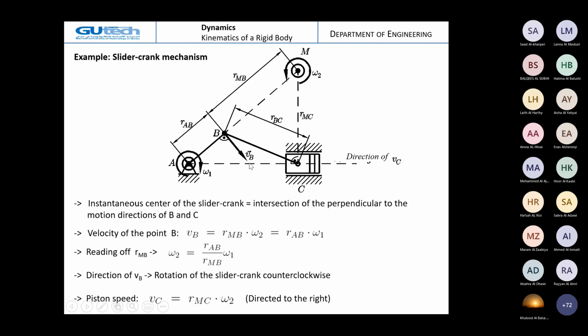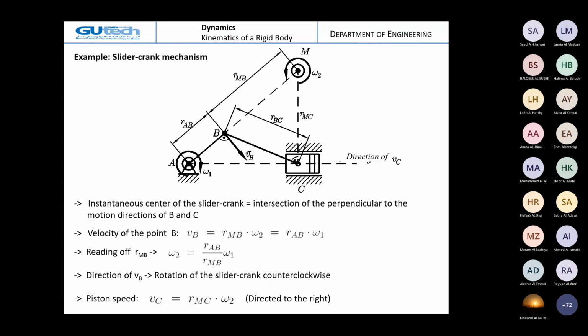Second, we know the direction of the point C, the piston, which is only moving horizontally. In this case, we also make the line perpendicular to it. Now the intersection of these two lines will give the point M, which we call the instantaneous center of rotation. It means that the velocity at the point M at this position is equal to 0.